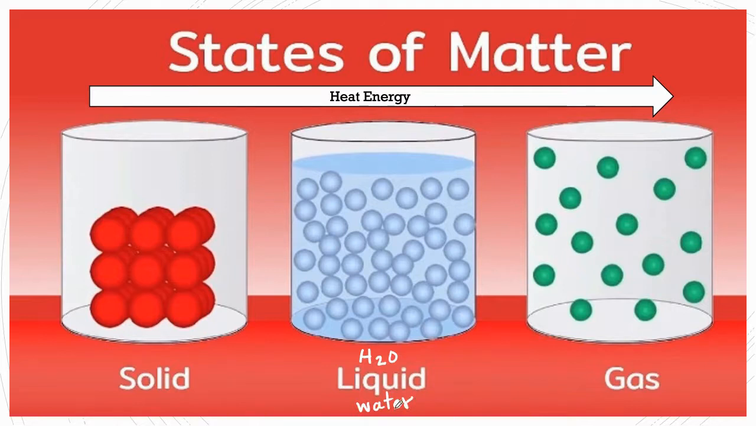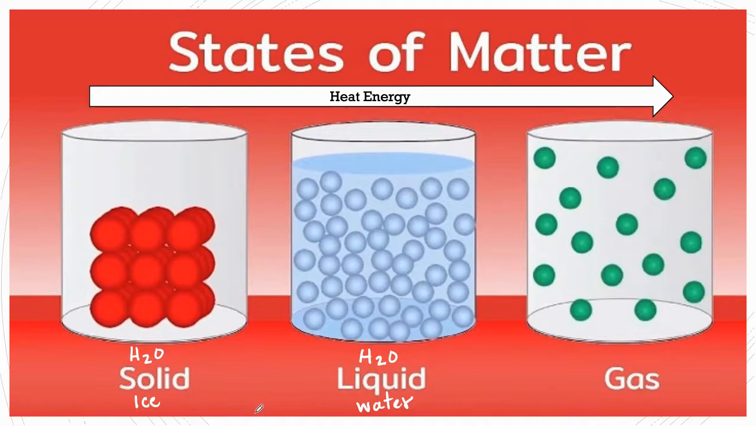But there is a solid form of water. Think about it for just a minute. What's the solid form of water called? It's called ice. Now it is still just H2O. So the chemical formula is not any different. It's just a solid instead of a liquid. So we call that ice.